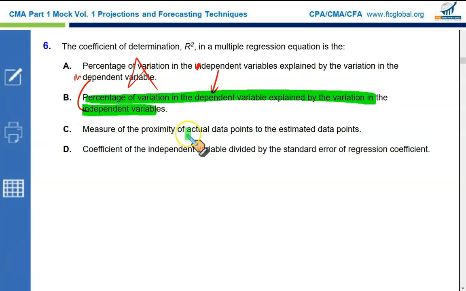Measures the proximity of the actual data to the estimated data points. No, this is not what the coefficient of determination is. Independent variable divided by the standard error of regression coefficient. No, this is not what R square or the coefficient of determination is. We got our answer, it's B.